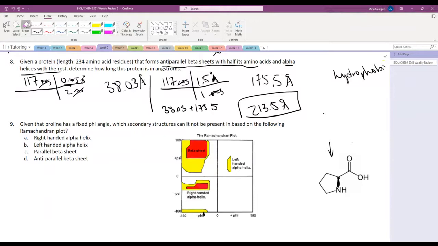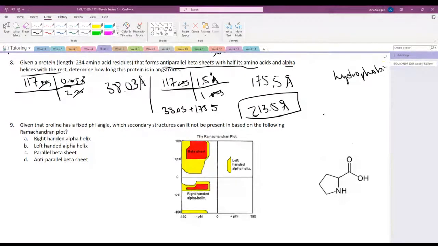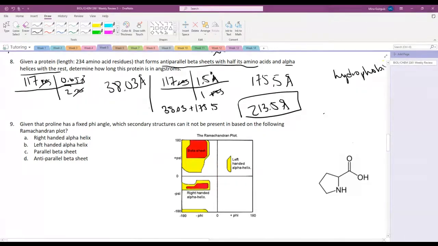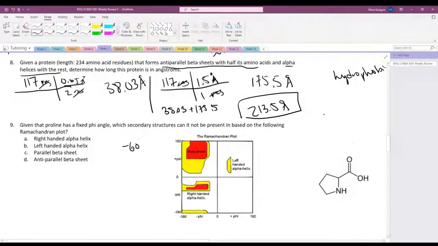I'm just going to erase everything over here so we can start fresh. Okay, there we go. So the question really is, what is proline's fixed phi angle? Because that's what I'm getting at. Not sure if anyone knows. I'm just going to go ahead and spoil it, if y'all would prefer, or if you'd want to discuss it. Proline's phi angle is negative 60 degrees.